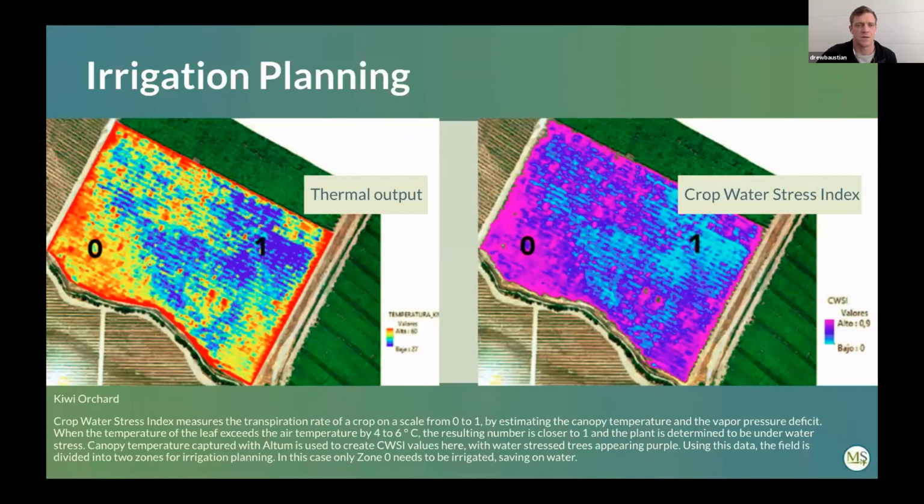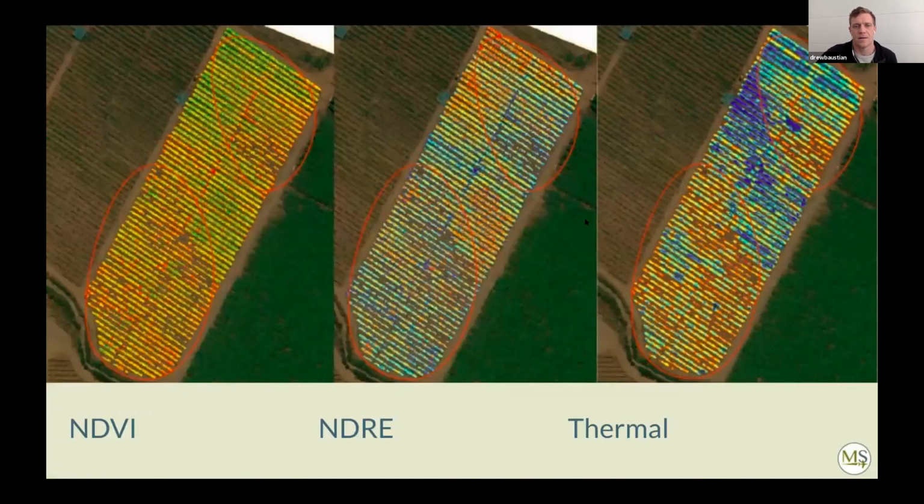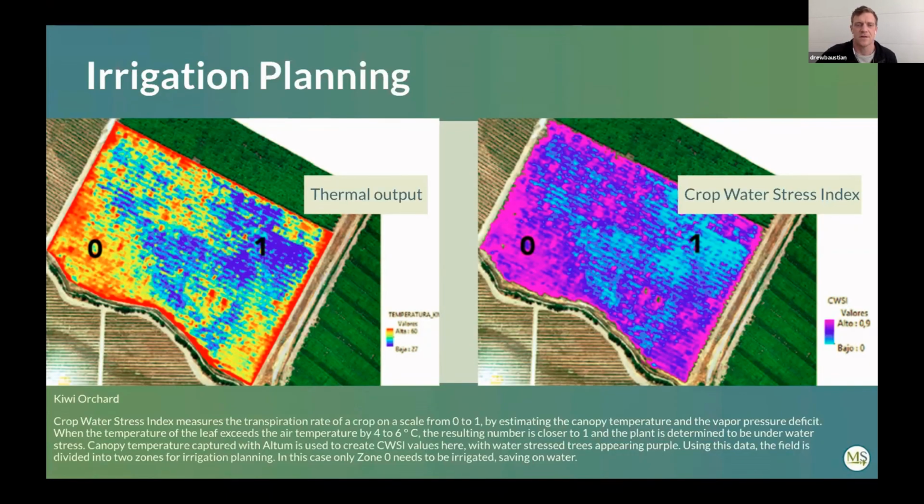I think this might be the last one. This is flood irrigation. This is a crop water stress index that's based on ground sensors, I think. And then this is the Altum thermal output. The takeaway here was that they're very highly correlated. This one was just using drone data. This was using a bunch of other inputs. Yeah, that's all I have for multispectral imaging.